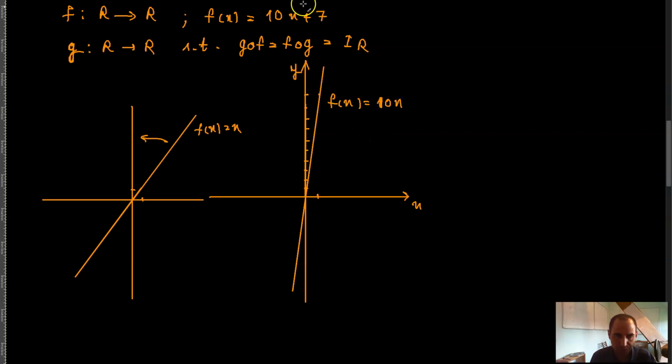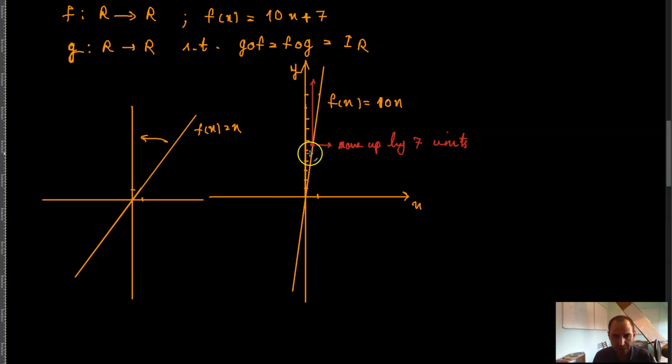And moreover, since a 7 has been added to the output of this function, every point on this line has to be moved up by 7 units. Any point that you pick on this line has to be moved up by 7 units. If it was, for example, 10x minus 5, then every point on this line would have to be moved down 5 units, right?